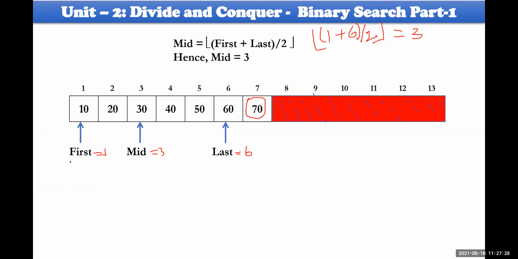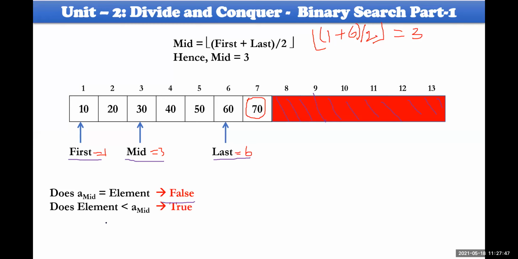Here we have first, last, and mid also. Now we would like to check whether a of mid is equal to the element or not. A of mid is 30, is 30 equal to 20? No, it is false. Then we go ahead with whether the element is less than a of mid, that is 20 is less than 30. Yes, it is true.